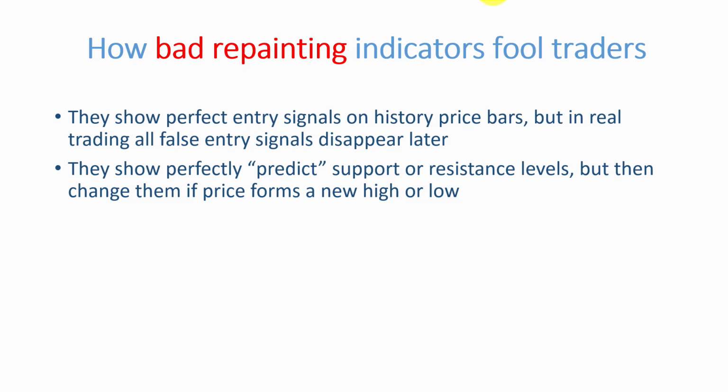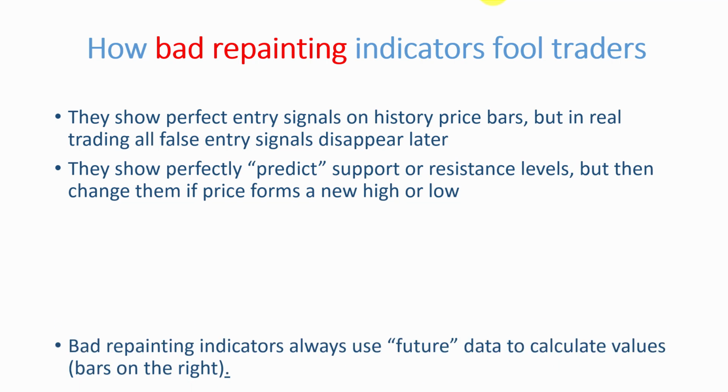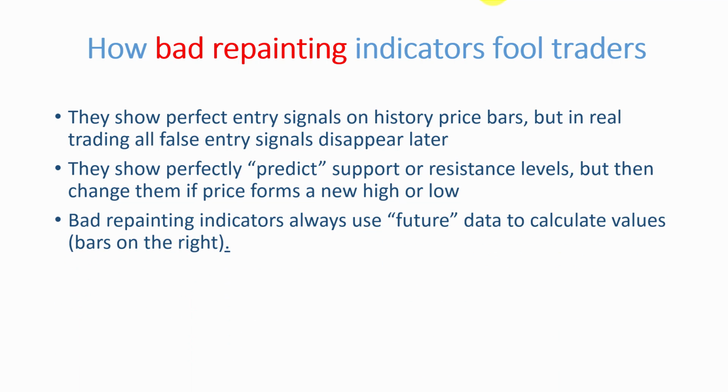Also, bad repainting indicators pretend that they perfectly predict support and resistance levels, and they can show highs and lows just like that other indicator showed you, but then they change them later if price forms a new high or low. And also, bad repainting indicators always use future data to calculate values, so basically the bars on the right of that entry signal.